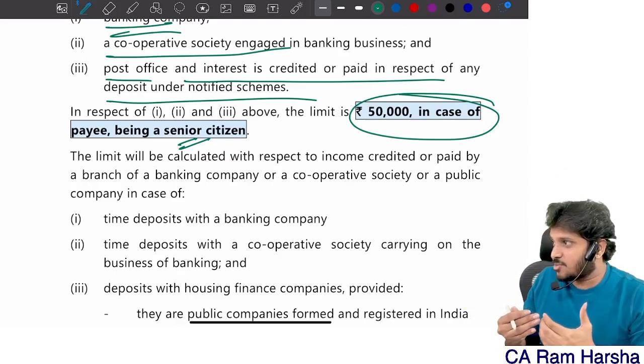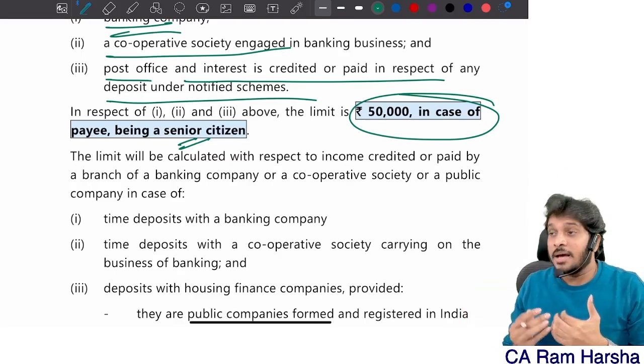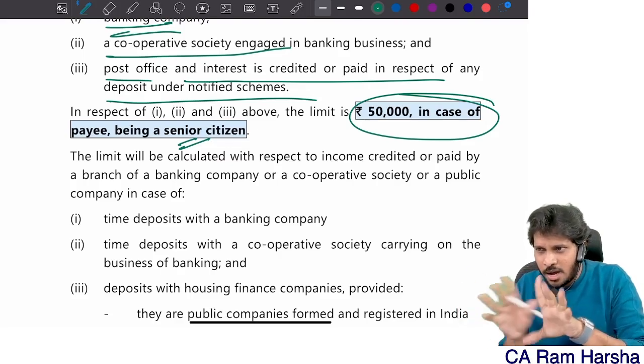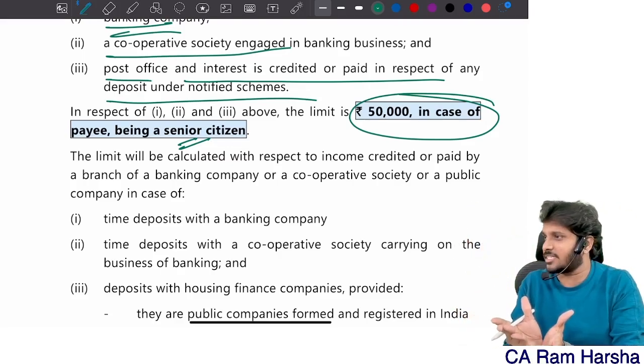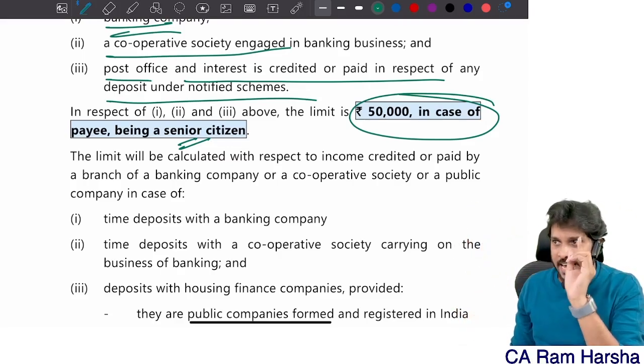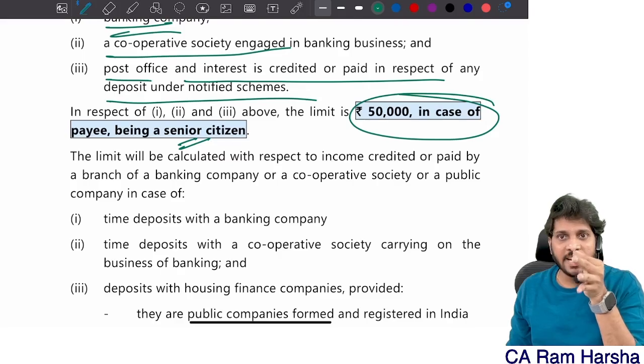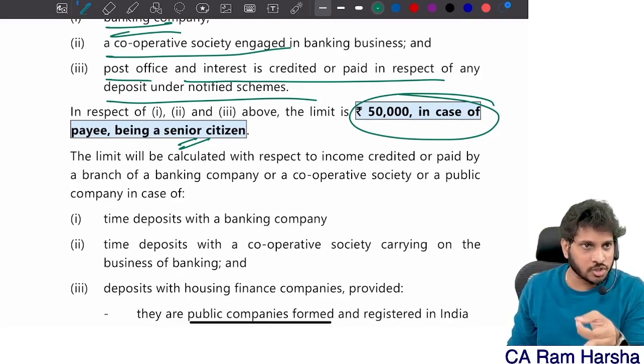Now, a bank is paying interest, right? Yes or no? How is this interest to be calculated by a bank? Branch wise or total banking company wise? In case the bank has adopted core banking solution software.